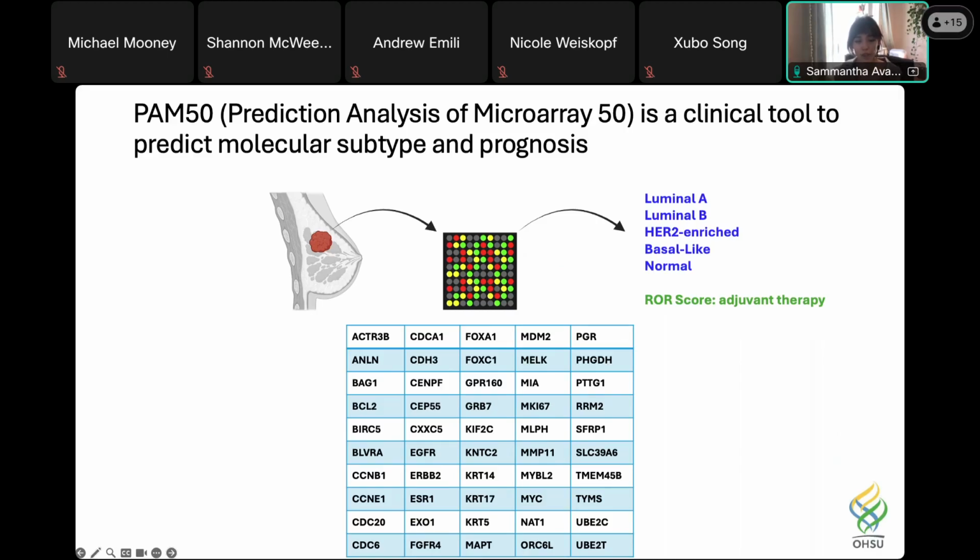And so by measuring the expression levels of these genes, we're able to predict the different molecular subtypes shown in blue. In addition to this, this tool also allows clinicians to predict the risk of recurrence score, otherwise known as the ROR score, which allows the clinician to predict whether or not a patient would benefit from adjuvant therapy. And so this really adds another layer of prognostic value to PAM50.